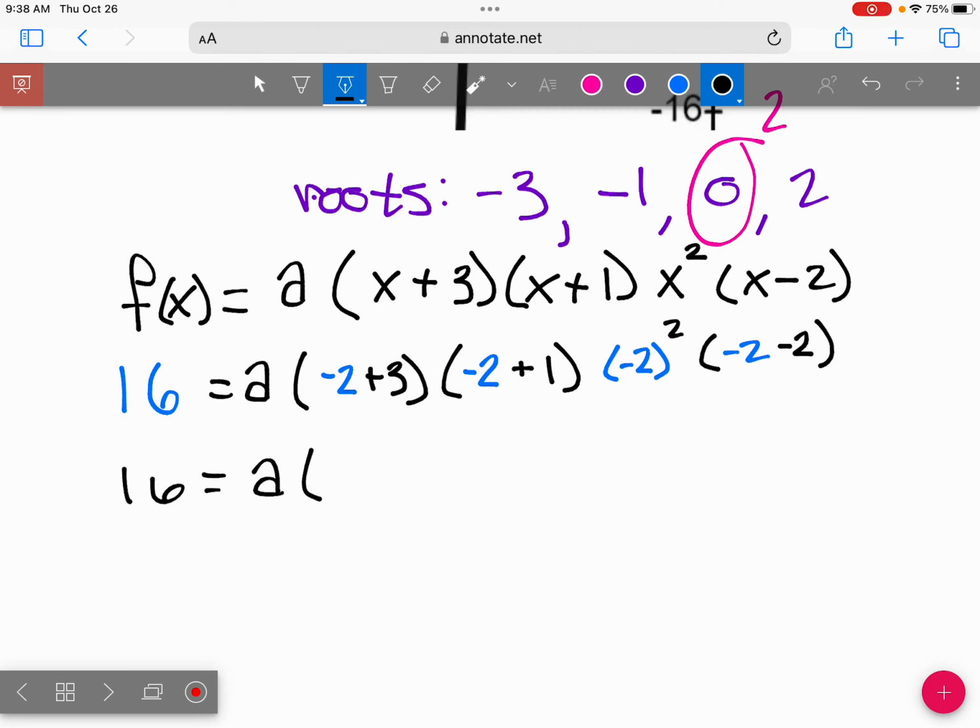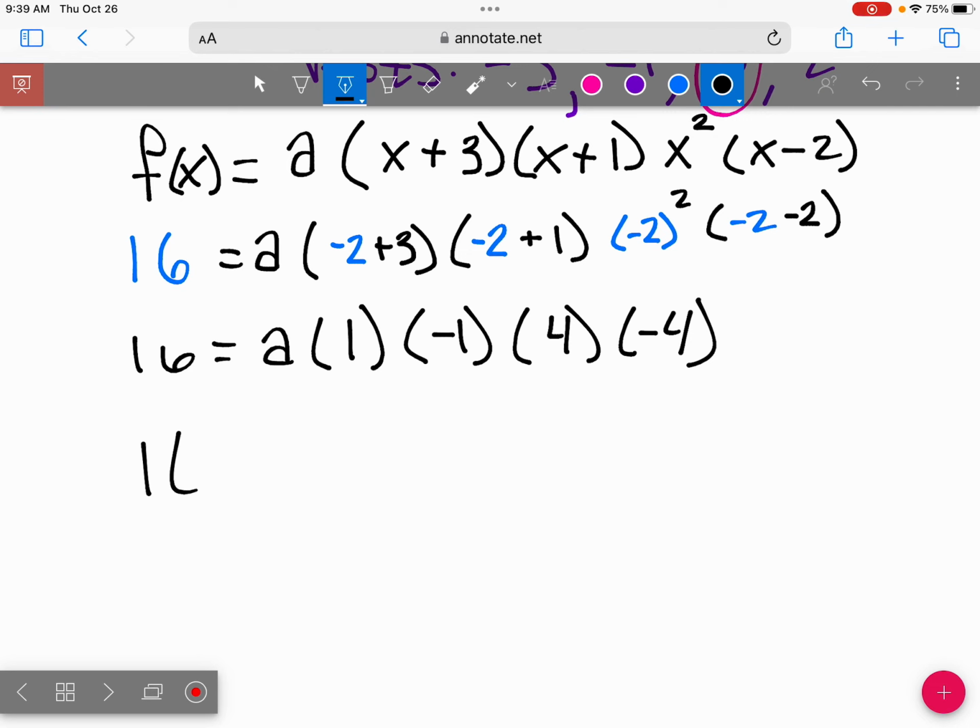Because what is -2 plus 3? 1. What is -2 plus 1? -1. What is -2 squared? What is -2 minus 2? -4. So yeah, I would 100% believe that you guys can do this to here without this middle step. Like, you don't have to write this step. You can. If it helps you, do it. But you don't have to.